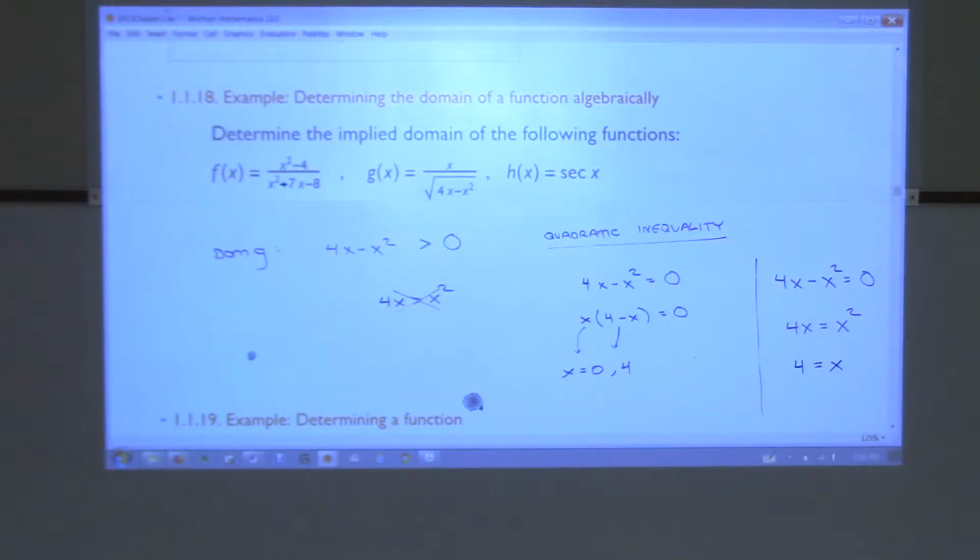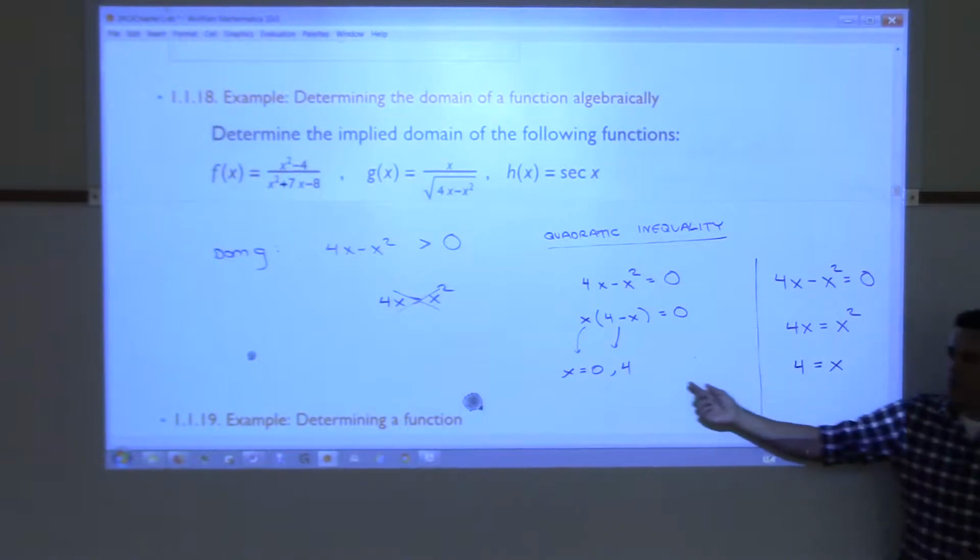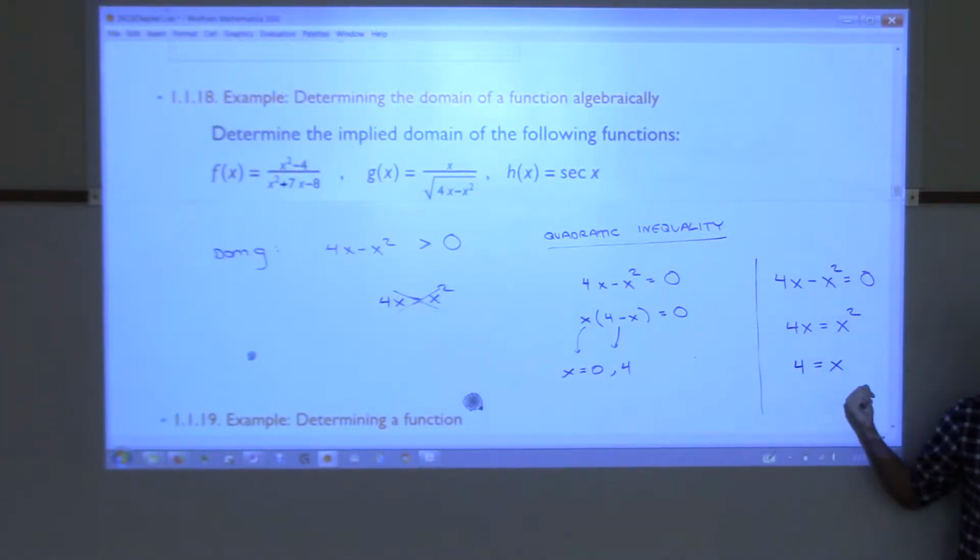What did they do? Couldn't do that because you got a square. What did I do from here to here? I divided by x. Is that okay? I divided both sides by x. So what is this final line saying here? My answer is 4, right? Was 4 one of my answers? Yes. But what's wrong with this? I'm missing an answer, right? How did I miss an answer?